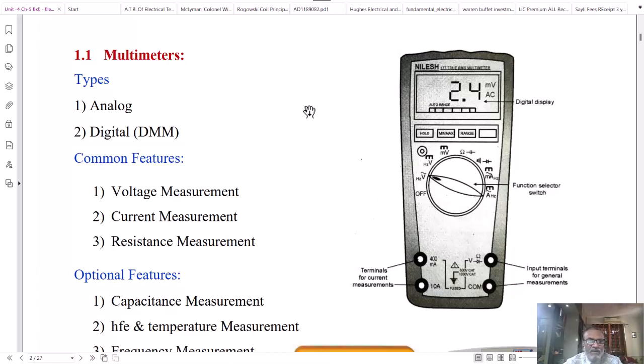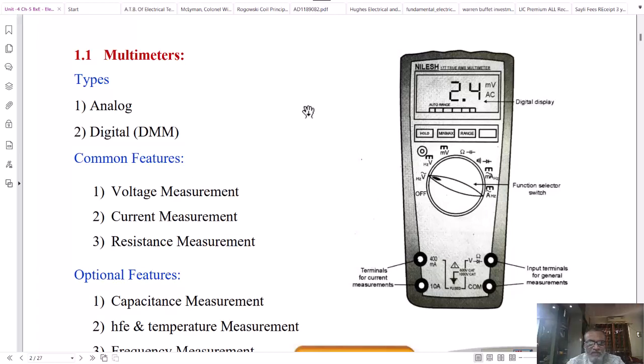There are two types of multimeters, analog multimeter and digital multimeter. The analog multimeters use analog circuits inside for measurement of the electrical quantities. Mostly the analog meters have an analog display. That is nothing but it displays the reading using a pointer on a scale.